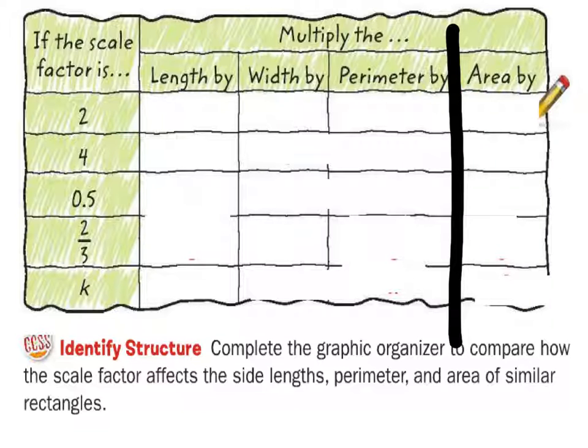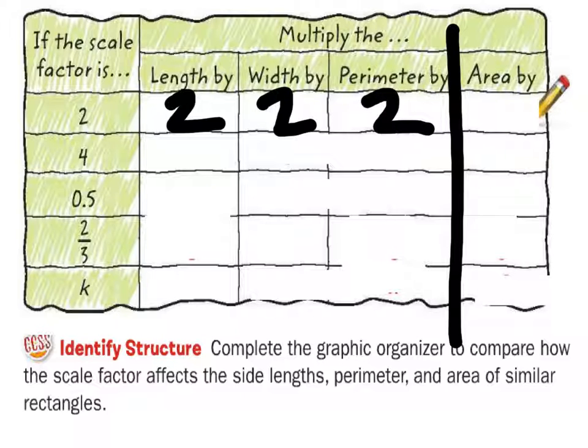So if my scale factor is 2, I'm going to multiply the length by 2. If my scale factor is 2, then I'll multiply the width by 2. If my scale factor is 2, I'll multiply the perimeter by 2. And you're seeing the pattern here. If I have a scale factor of 2, I'll multiply the area by 4. Yes, this is not the same. The area scale factor is going to take the regular scale factor, 2, and multiply it by itself, 2. It's going to be 4.